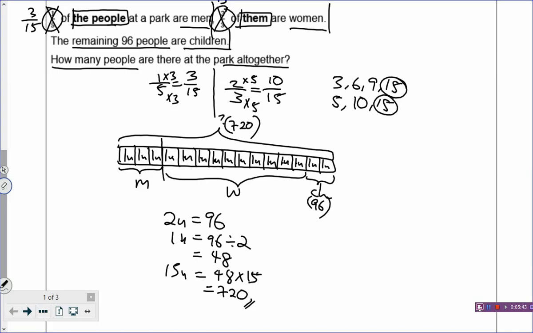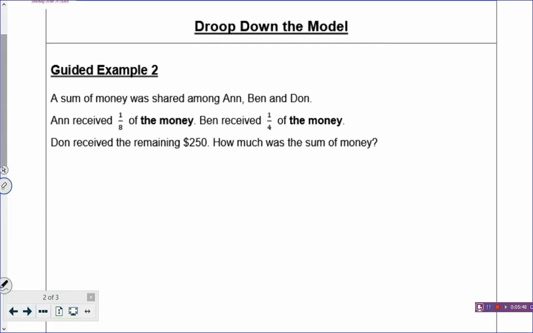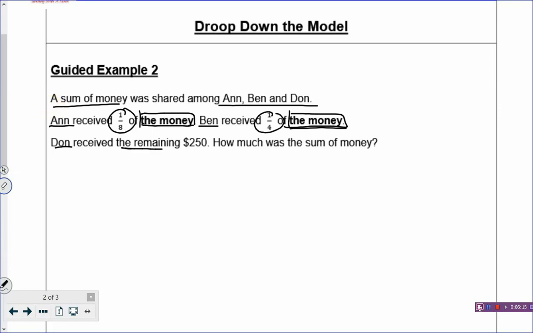Alright, so let's look at example number 2, and let's read the question. A sum of money was shared among Anne, Ben, and Don. Anne received 1/8 of the money. Ben received 1/4 of the money. So you can see the money and the money are the same. The first fraction refers to the money. The second fraction also refers to the same money. So you're going to make the denominator the same later. Now Don received the remaining $250. So how much was the sum of money?